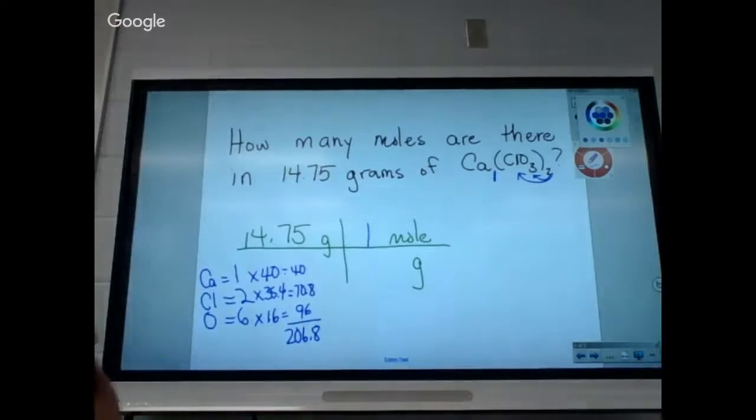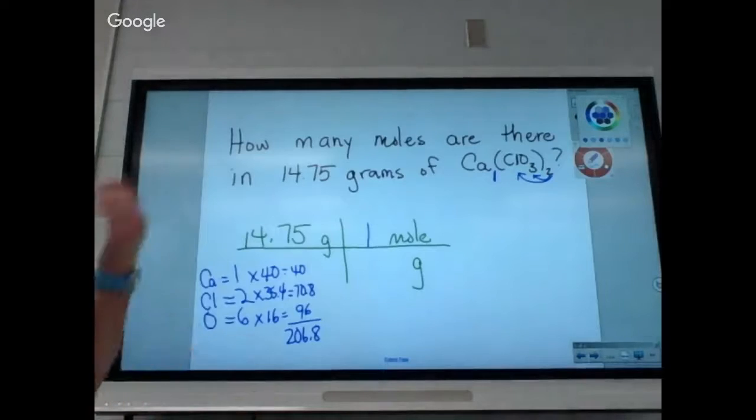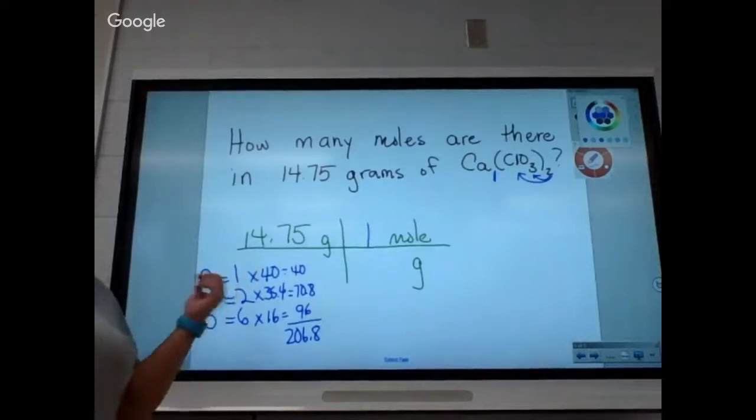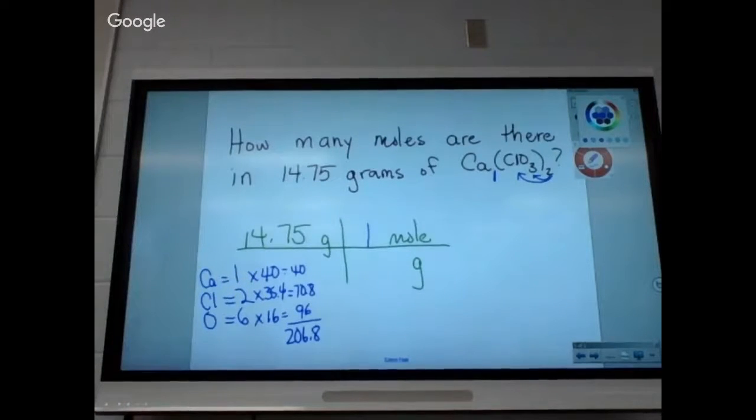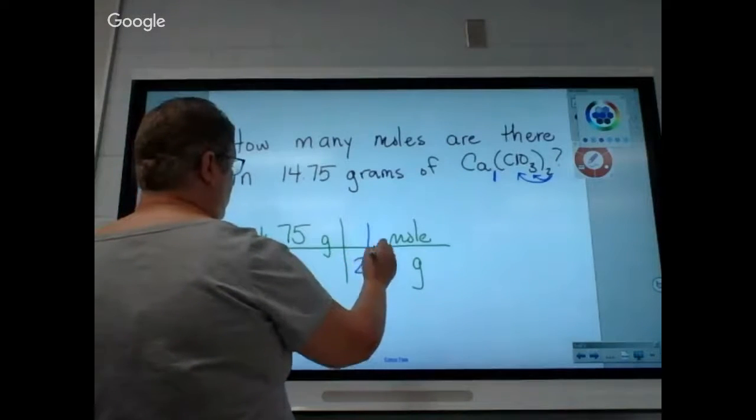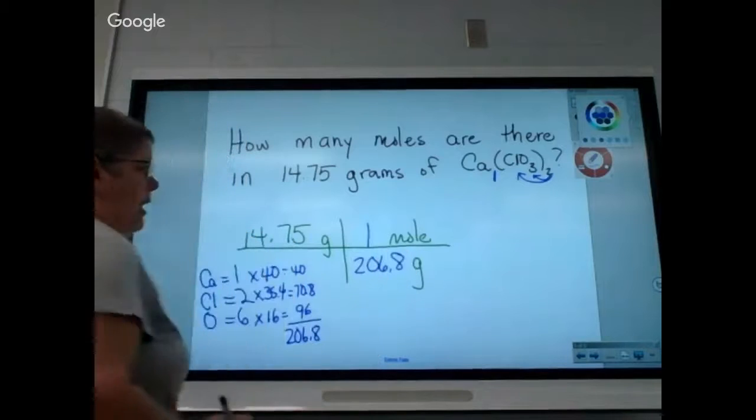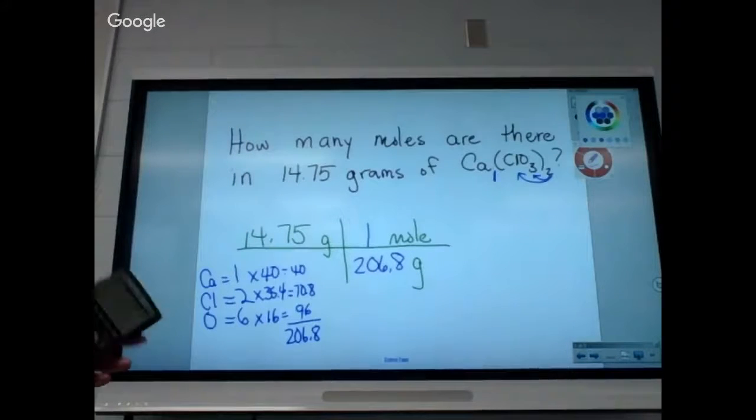Okay. Like I said, if I was doing this on a worksheet for answers for y'all, if I was doing it on a quiz or a test, I'd use decimal places. I'm just trying to move it along a little bit. All right, so 206.8. Where do I put that 206.8? In the bottom where the grams are. So, how do I solve? Divide. Division. My bad.